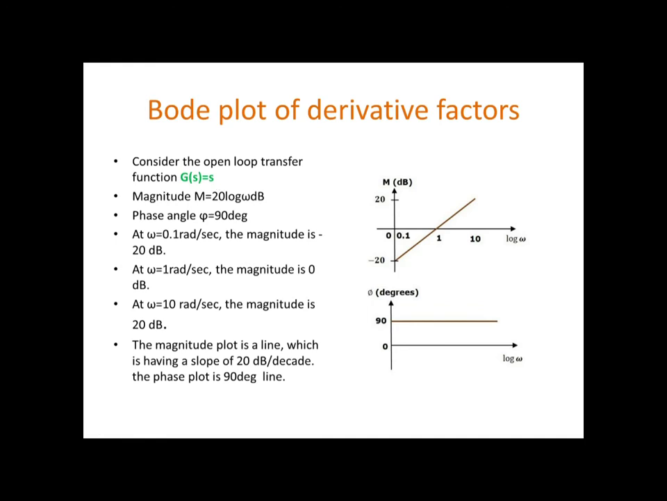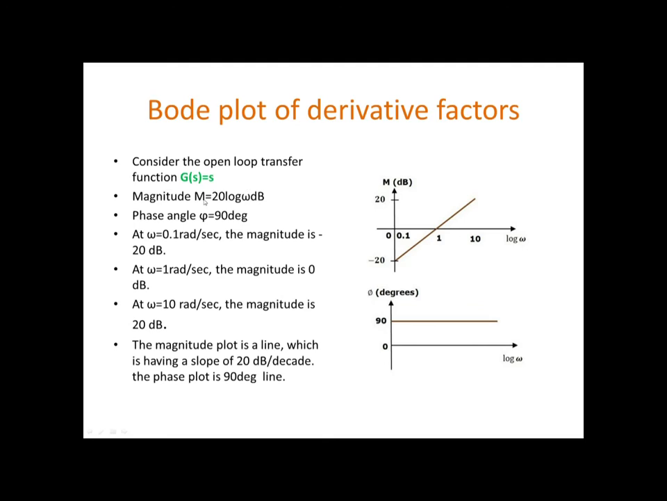So in G of j omega, it becomes only j omega. And j omega can be represented in rectangular form as 0 plus j omega, whereas in the polar form, it will be omega into angle of 90 degrees. So the magnitude in dB is 20 log omega dB, and the phase angle is 90 degrees.